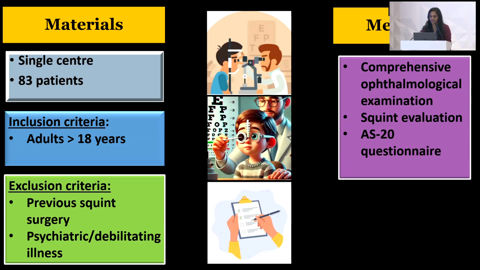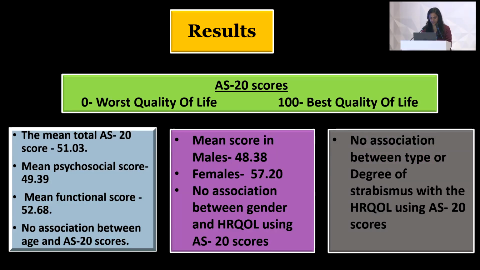The questionnaire has 20 questions, 10 in each of the subscales, psychosocial and functional, and the scoring was based on a 5-point Likert system, where never stood for 100 and always stood for 0. The psychosocial subscale had questions like if the patient feels inferior, uncomfortable regarding the eye status, and the functional subscale included questions regarding depth perception, concentration while reading, etc. So the AIOS20 scores were the statistical mean of the 20 questions, where 0 stood for the worst quality of life and 100 for the best quality of life.